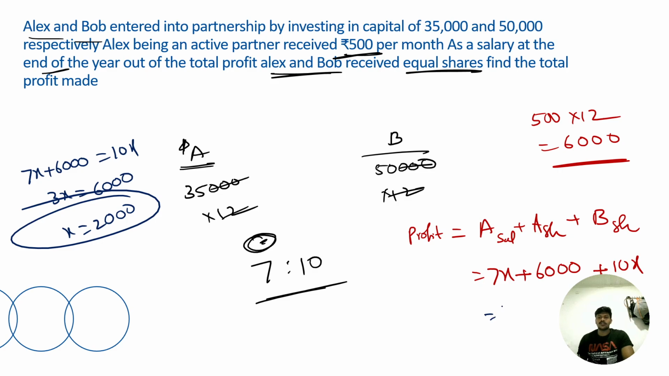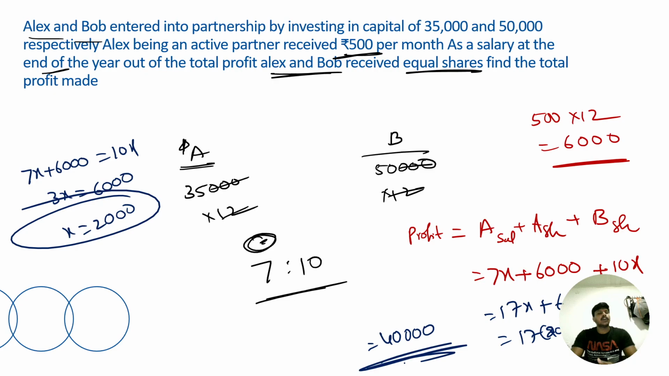Now, once we got x, our total value is going to be 17x plus 6,000. 17x means 17 into 2,000 plus 6,000. So final value is going to be 34,000 plus 6,000, that is 40,000. That is the total profit that we need to find out.